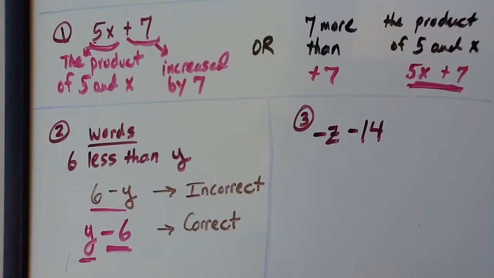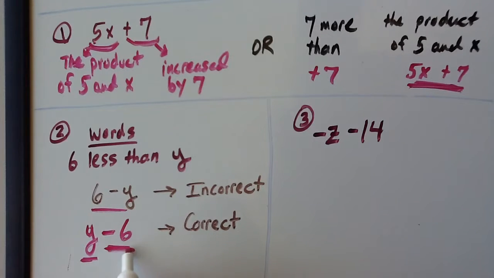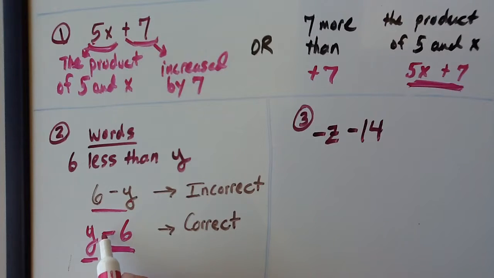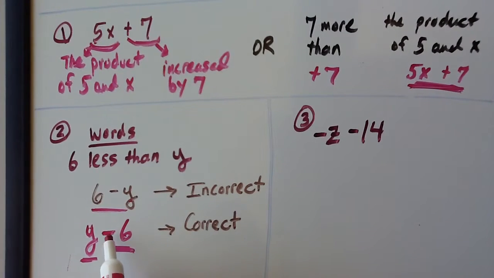Now, what is the constant? What number has no variable? That number is negative 6, not 6. Negative 6. It's negative 6 because of this minus sign. That minus sign is, yes, a minus sign, but it's also a negative sign. So negative 6 is the constant.